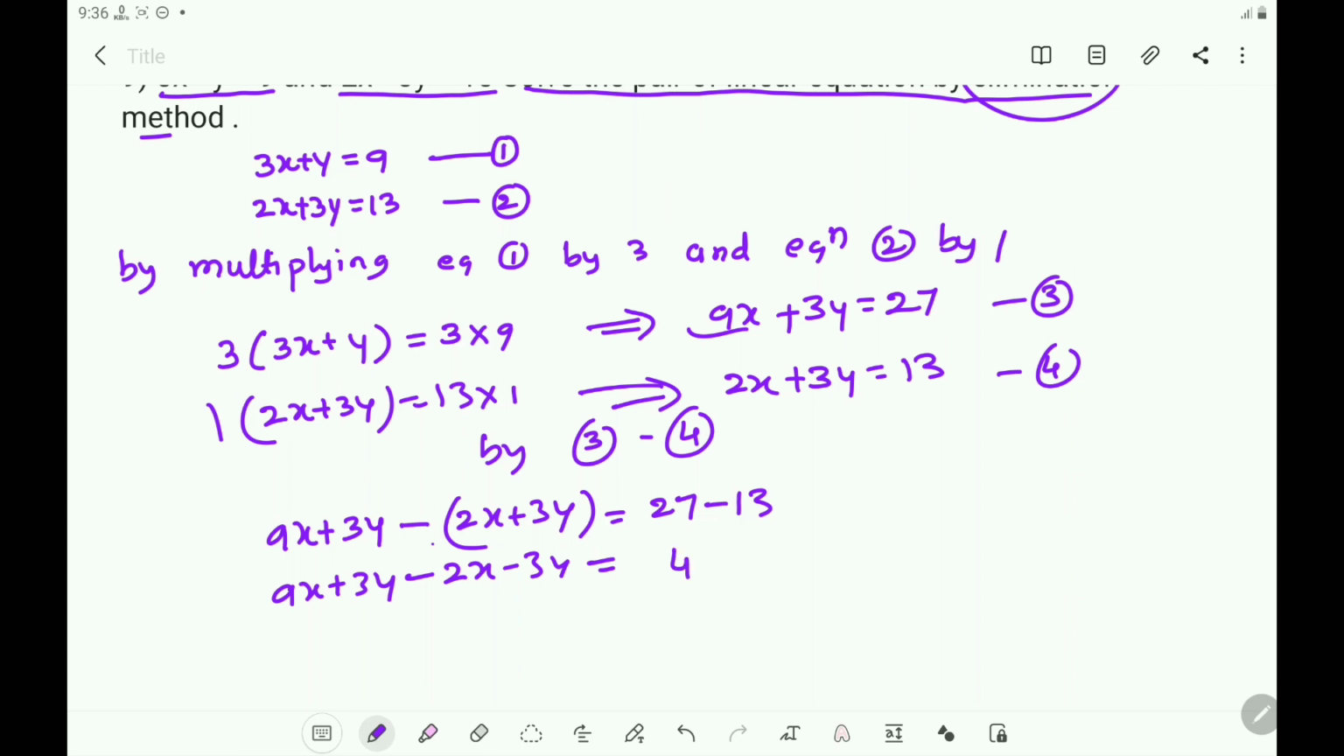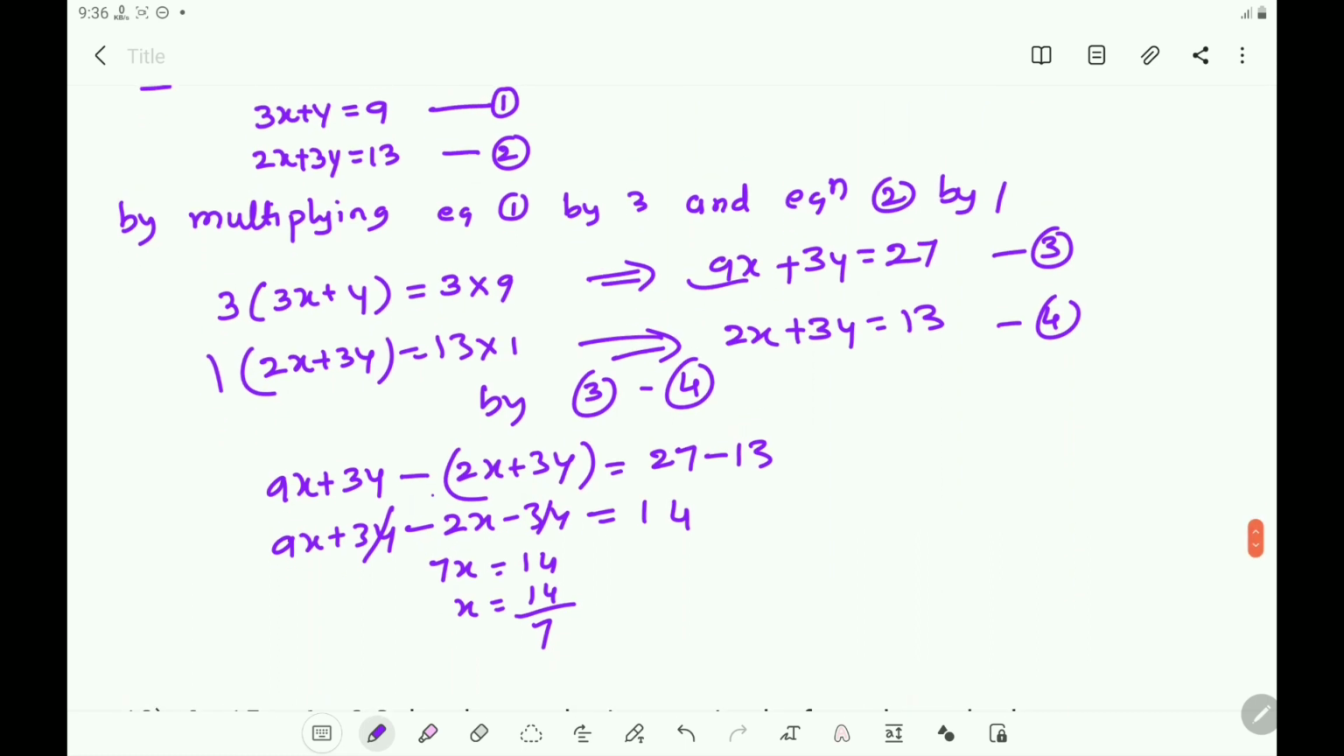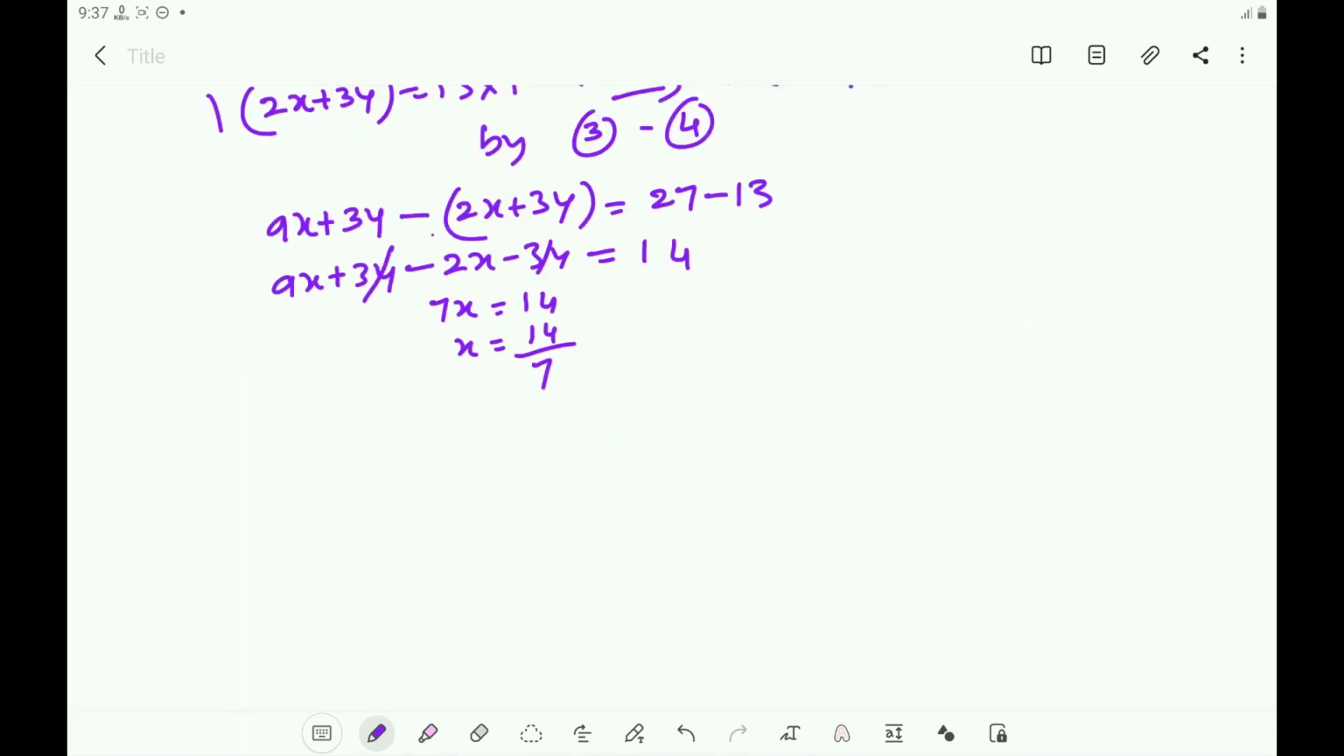3y cancels. 9x minus 2x is 7x equals 14. So you can write x equals 14 by 7. Here you got x equals 7 twos are 14, you got 2. Here you got the value of x.